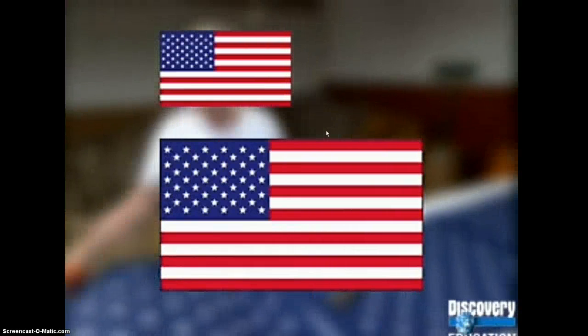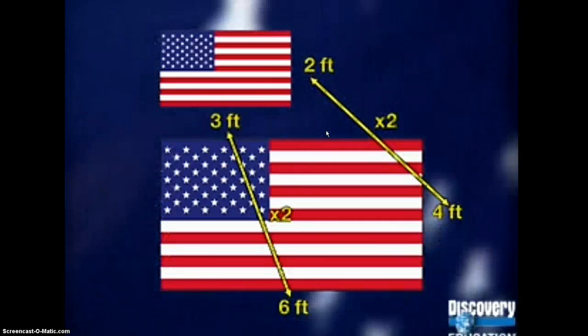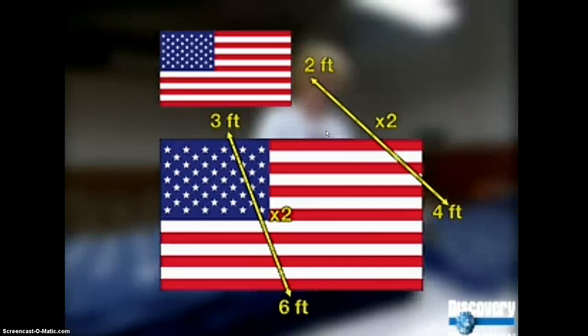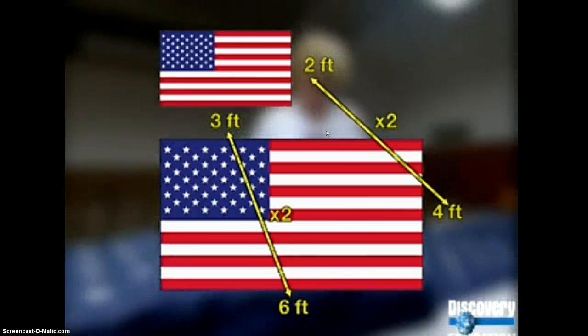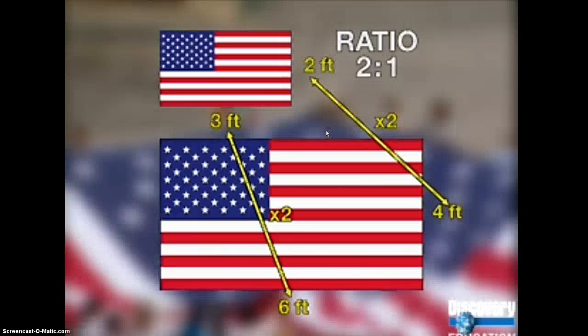And every measurement on the larger flag here is twice the corresponding measurement on the smaller one. Not only are internal ratios preserved, but the ratio of a measurement on the large flag to the corresponding measurement on a similar small one is always the same, here 2 to 1.